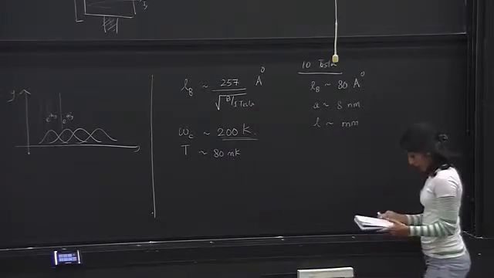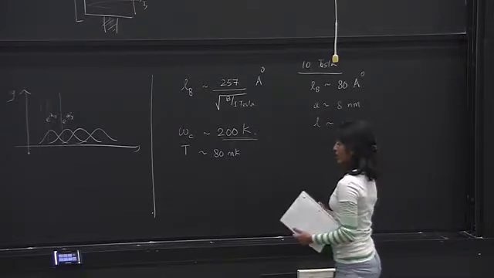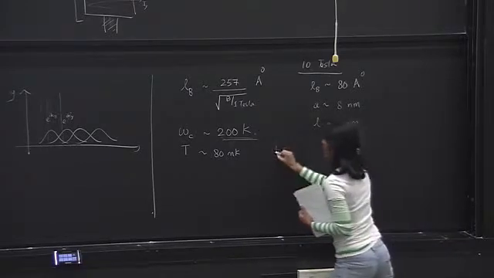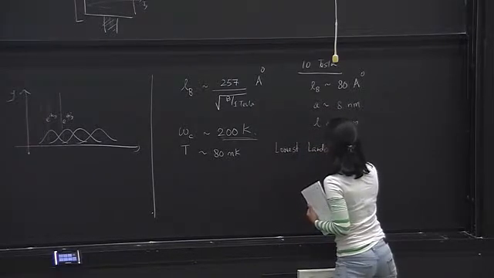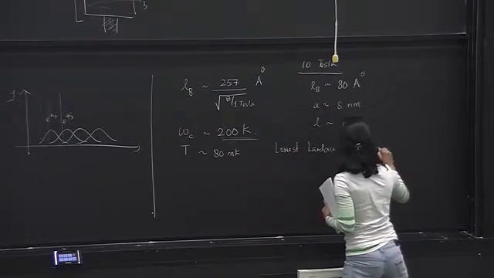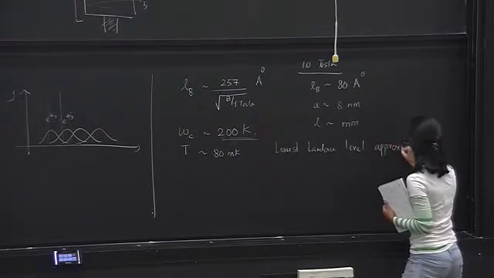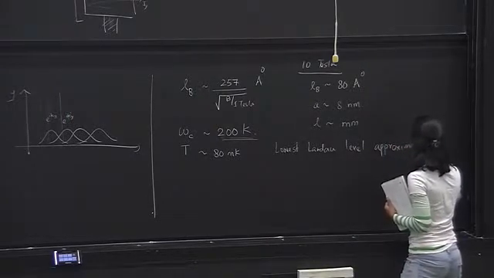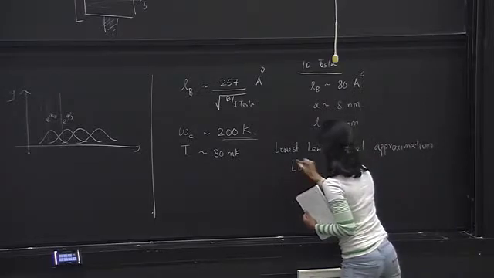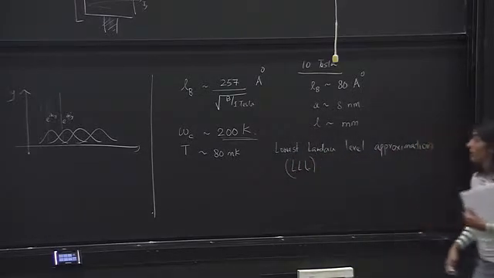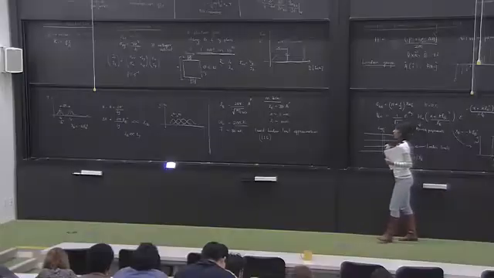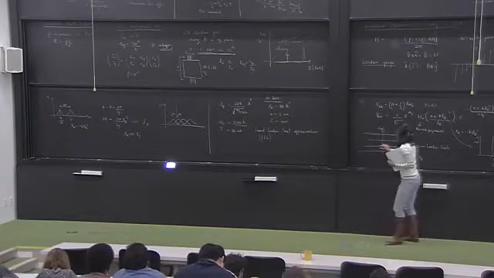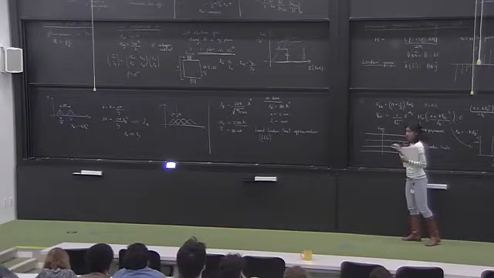Okay, and theoretically, this is an approximation that's also commonly made, which is the lowest Landau level approximation. It's called LLL, lowest Landau level. And it comes from the fact that this energy scale is huge. Most of the time, at the temperatures that you're at, it's sufficient to consider just a single Landau level.